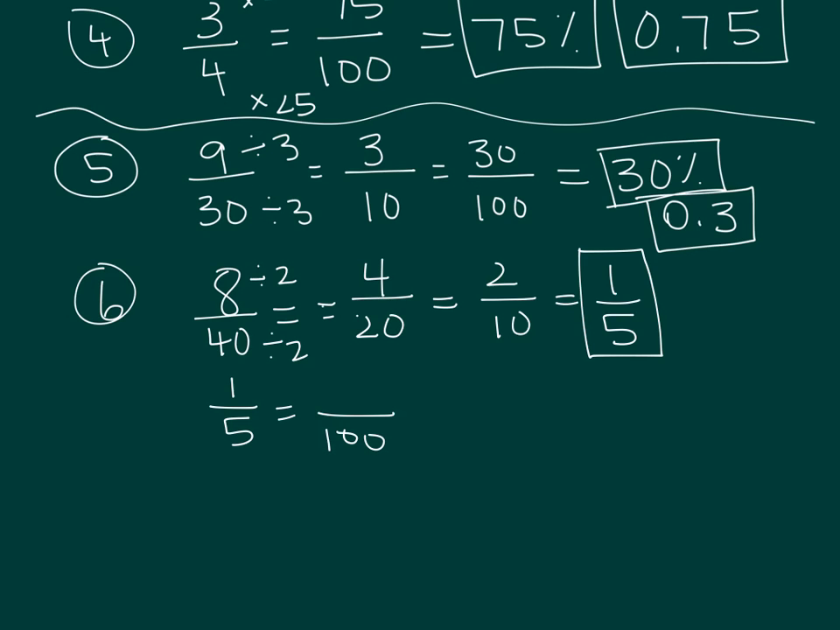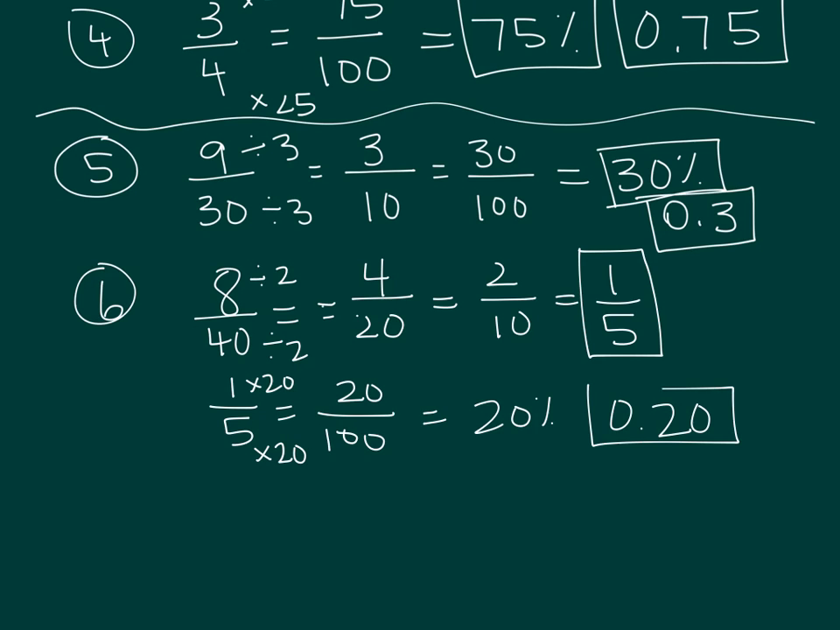I'm just going straight to 100 with these because they're percents. I know 5 times 20 is 100. 1 times 20 is 20, and therefore is 20%, 0.2 or 0.20. You might have noticed way back here, the 8 went into both the numerator and the denominator, and that would have taken you straight to 1/5. Jumping beyond all of the 4 out of 20 and the 2 out of 10, which is fine too.